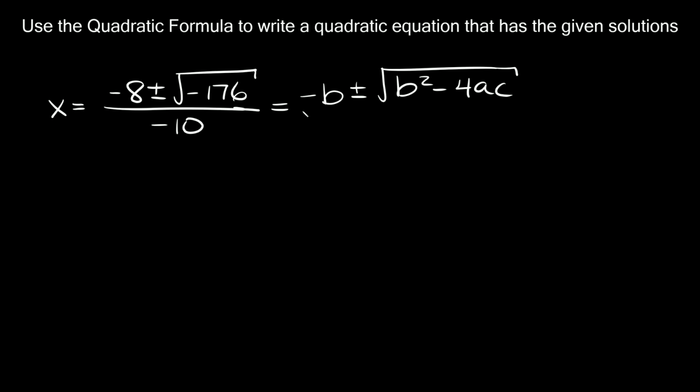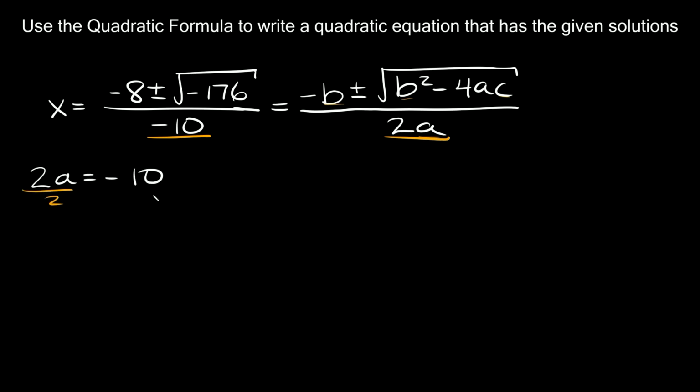4ac all over 2a. Okay, so in order to write the original quadratic equation, we need to first figure out what a, b, and c are equal to. Okay, so let's start with a. So as you can see here, the bottom is equal to 2a, and over here, the bottom is equal to -10. So we could just set 2a equal to -10 since we know they're equal to each other, right?